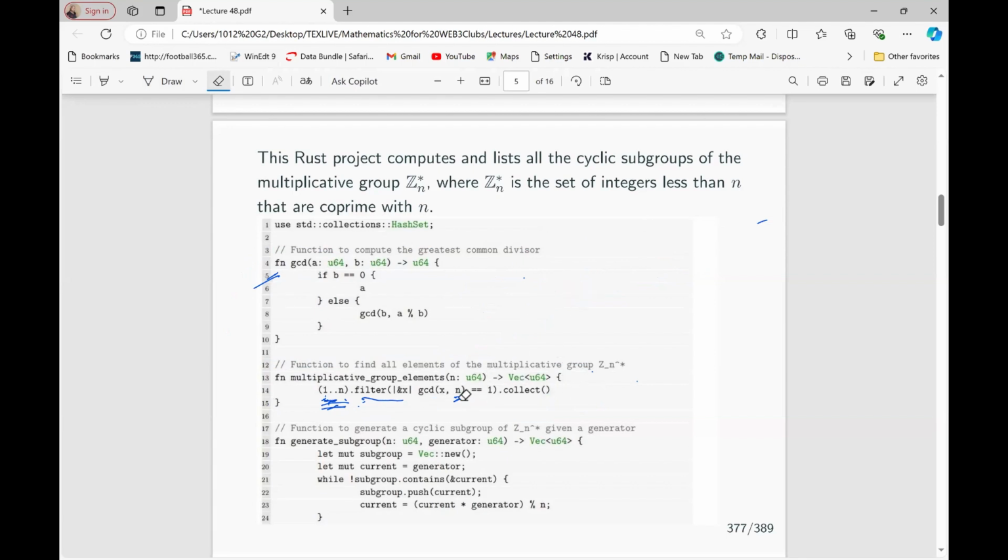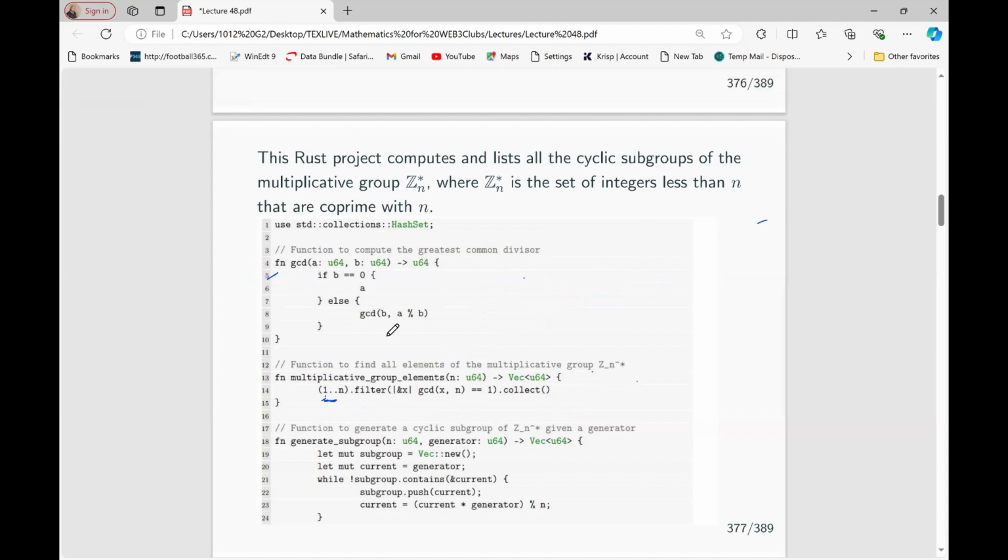Unless somebody wants me to explain how the GCD is obtained at this point, I wanted to avoid that because we've done it before. But this is what the function is saying. The function is saying that if B is 0, then the GCD is A.